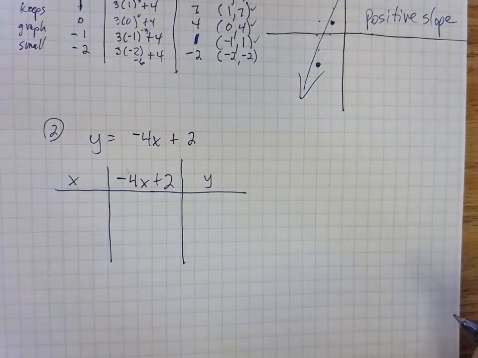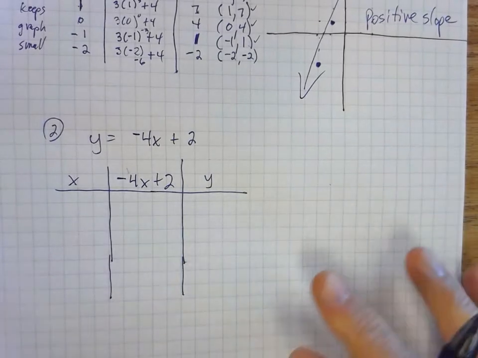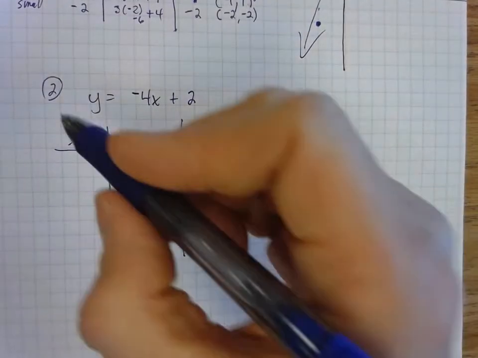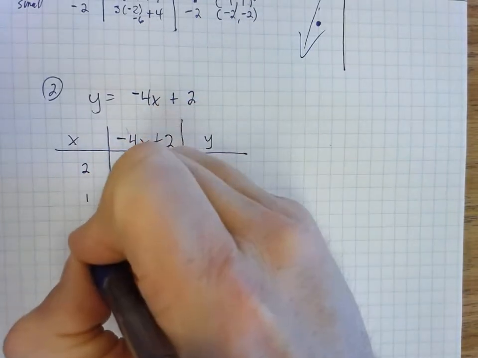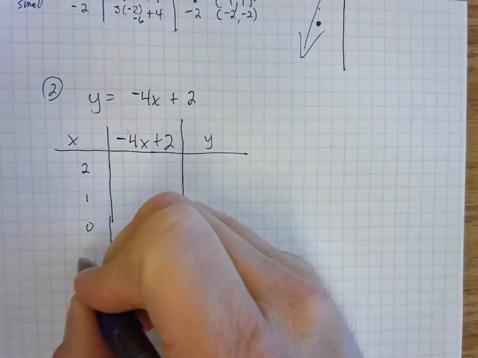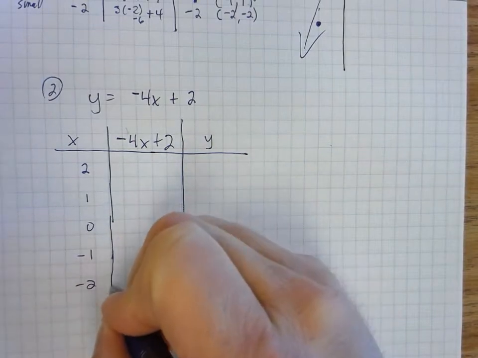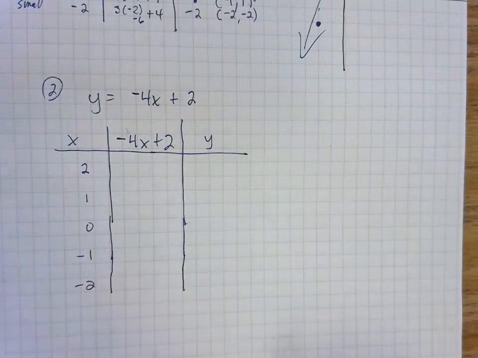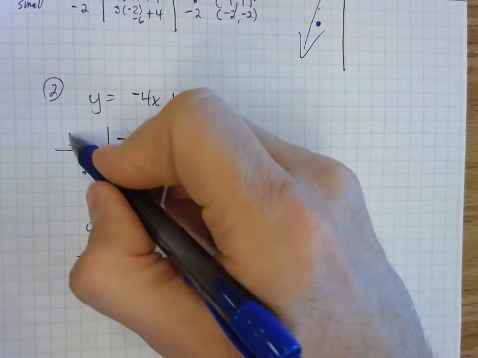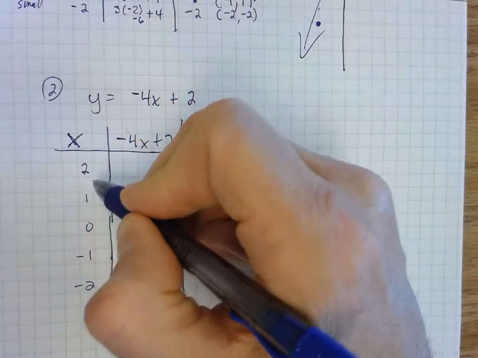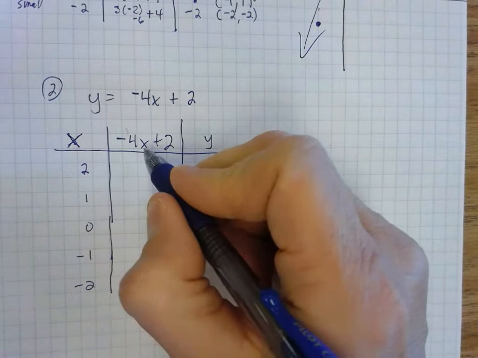Okay, so again, I'm going to use my same numbers. This time I'm going to go just a hair faster, just to speed it up a little bit. I'm going to use 2, 1, 0, negative 1, and negative 2. I'll spread it out a little bit this time because I might need a little more space to do some work. My first x number again is 2. Again, I'm doing this to keep the graph small. So I'll put the 2 in there.